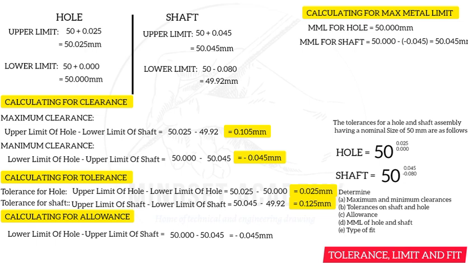But the other way around, when the shaft is bigger than the hole, there will be a kind of interference, right? So in this case, if you look at the upper limit of the shaft, right, it is bigger than the lower limit of the hole. So there won't be any clearance, right?